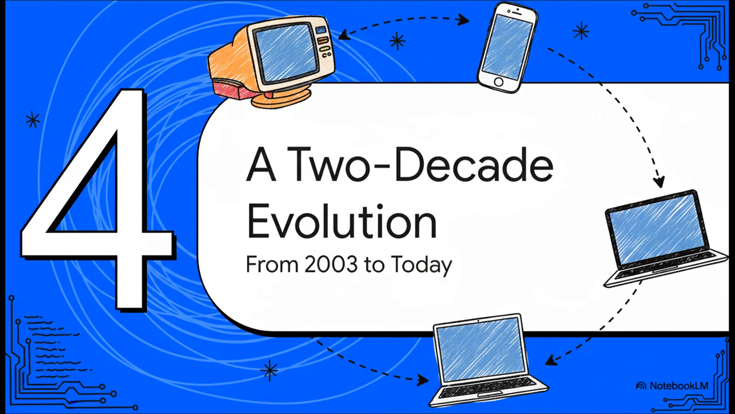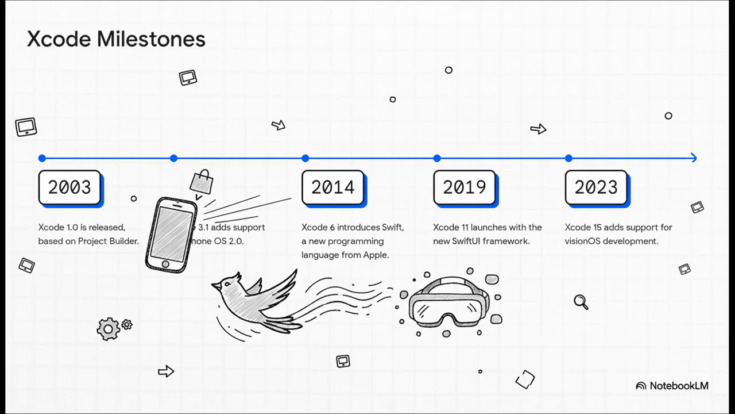But of course, Xcode hasn't just stood still. It first came out way back in 2003, and for more than two decades now, it's been constantly evolving, step for step, right alongside Apple's most iconic products. And when you look at this timeline, you see something amazing. The history of Xcode is the history of Apple's biggest moments.